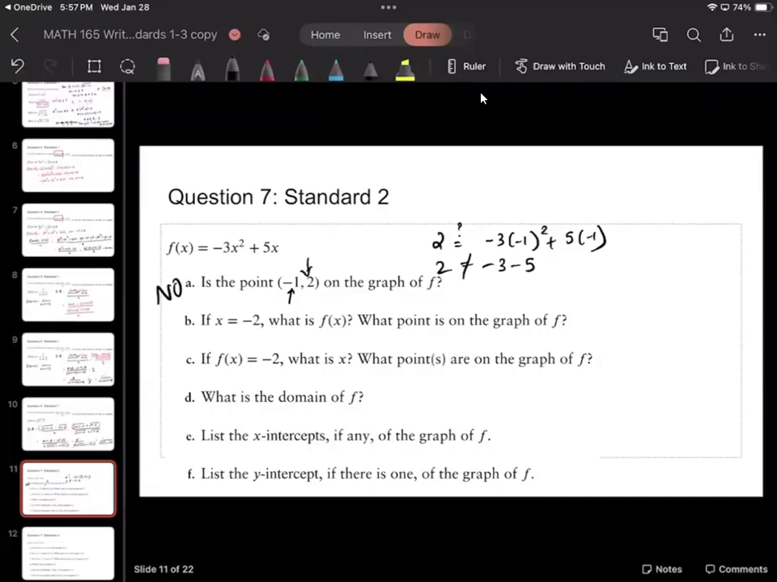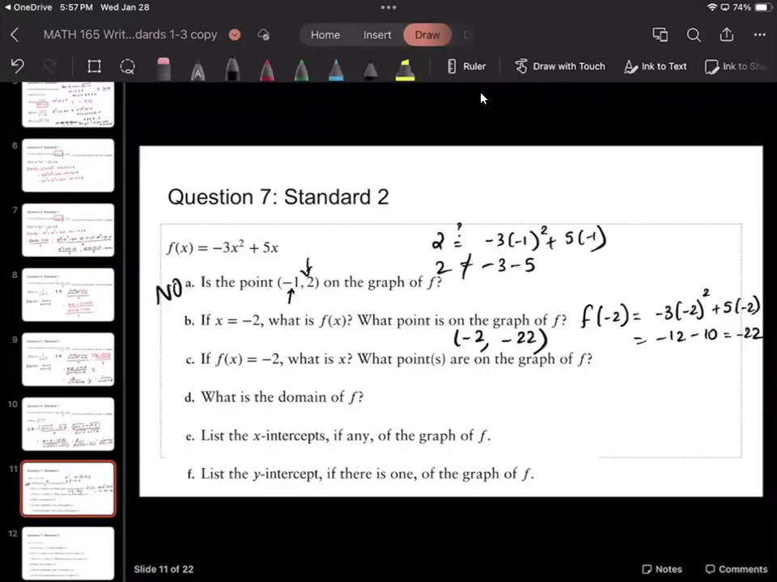Part B, if x equals negative 2, what is f of x? So basically they're asking you to evaluate f of negative 2, right? So they're asking you to replace every x with negative 2 and find out what you have. So do the square first. Negative 2 squared is 4. 4 times negative 3 is negative 12, minus 10 is negative 22. So what is the point on the graph? The point on the graph is negative 2 is the input, negative 22 is the output.